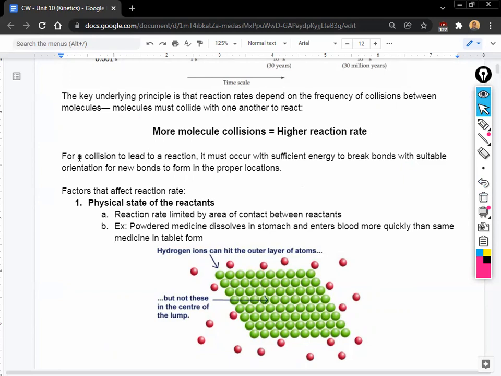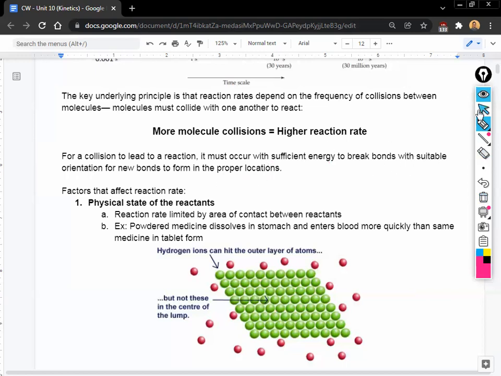Anyway. All right, so for a collision to lead to a reaction, it has to have enough energy. So basically, the molecule needs to be moving with enough speed. It needs to have enough energy to break the bonds, with suitable orientation for new bonds to form in proper location. So that kind of tells us what we're going to be focusing on this unit. We're going to be looking at the energy that's needed to break the bonds, the suitable orientation, which means the position or the angle that the molecules need to collide with each other, and the proper locations. So you guys don't need to copy that down, but that's kind of a primer for what's going to be happening.